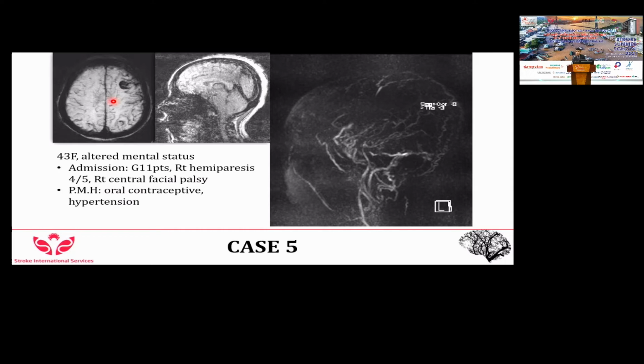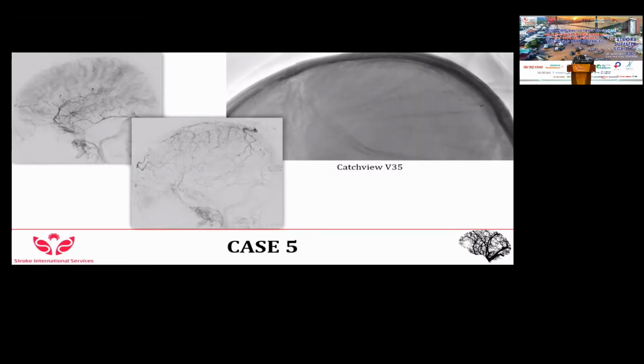On the left side, we can see the hemorrhage in the left frontal lobe. And on the sagittal plane, you can see in the superior sagittal sinus there's a clot. On the MRV, we cannot see the superior sagittal sinus flow. Then we decided to do the DSA for the patient, which showed no flow in the superior sagittal sinus.